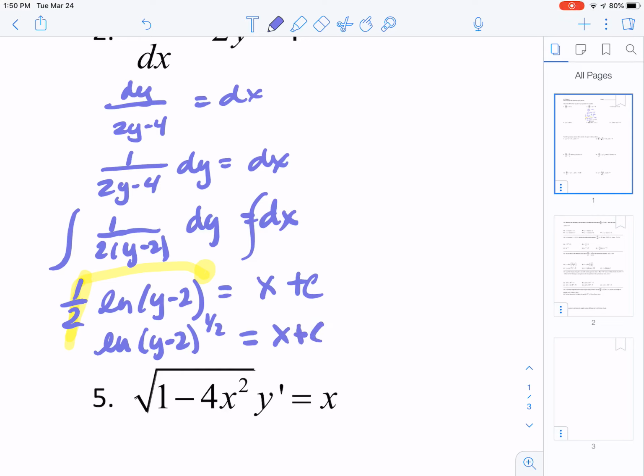Now, this is where it starts getting weird. To get rid of the log, we're going to raise both sides to the e. So we're just going to put the e down here, and we're going to use the equation as now the exponents. E to the log of y minus 2 to the 1/2 equals e to the x plus c.